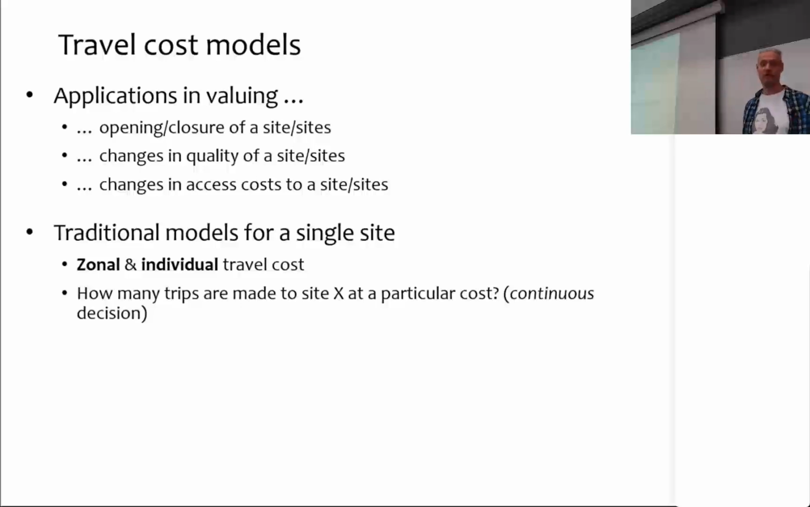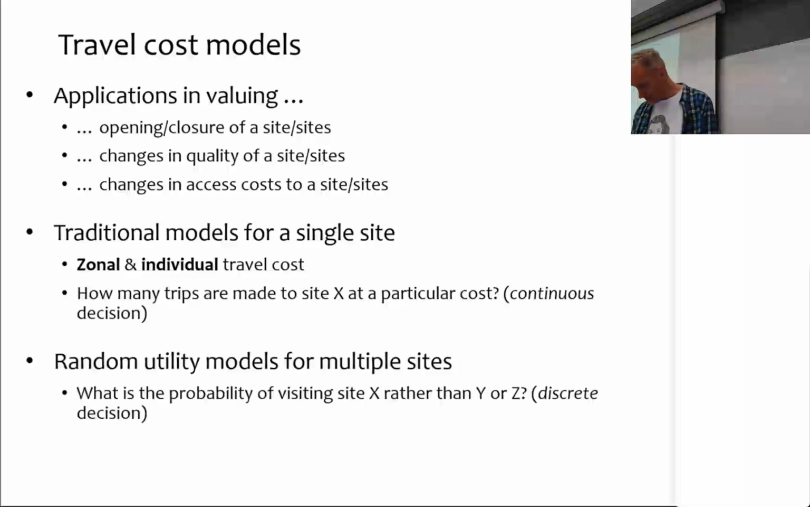Typically, and that is where Hotelling started, this is done for a single site. And then after the break I will talk about if you have multiple sites that are competing with each other, how would you deal with that? And you can do that like Hotelling proposed by zones, or you can do it individually. And essentially the question is, how many trips are made to a site at a particular cost?